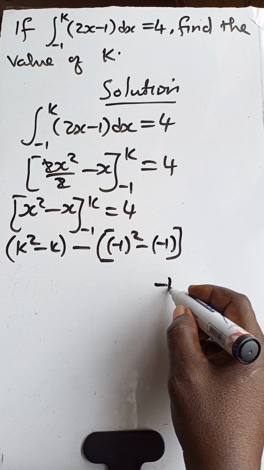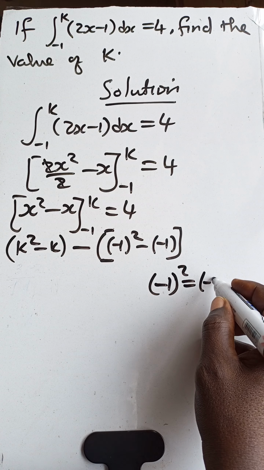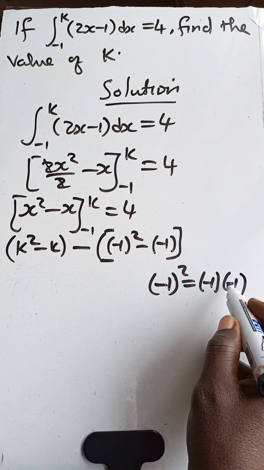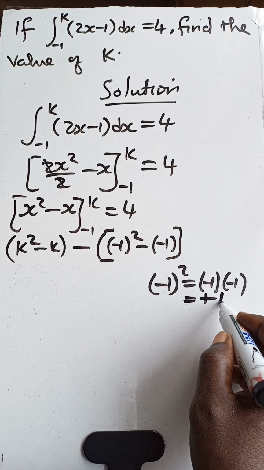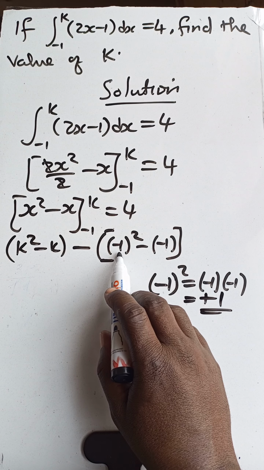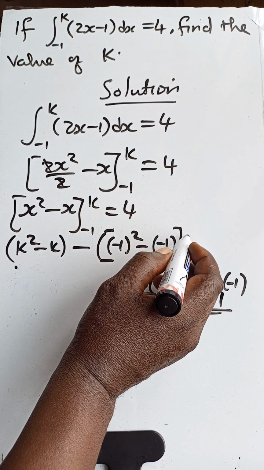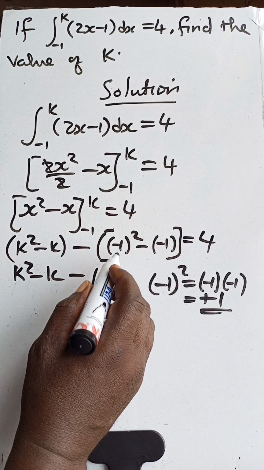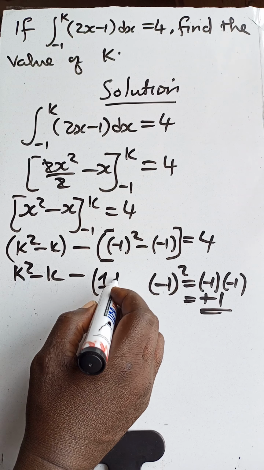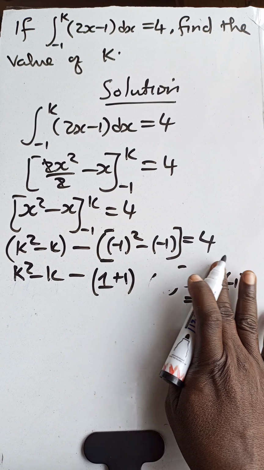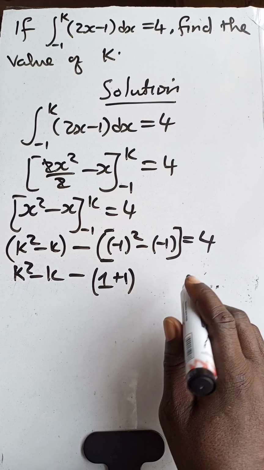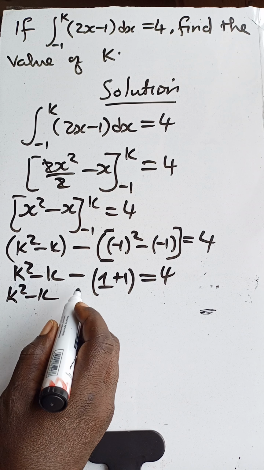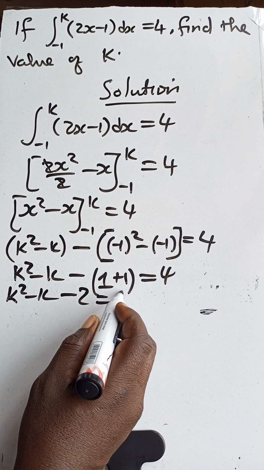Now, negative 1 squared is the same as negative 1 multiplied by negative 1. So, first of all, handle the signs. Negative multiplied by negative is positive. 1 multiplied by 1 is 1. So, this is positive 1. Therefore, all of that is equal to 4. So we have k squared minus k minus, this is positive 1, negative, negative, positive, all of that is equal to 4. We have k squared minus k minus 1 plus 1 is 2, is equal to 4.